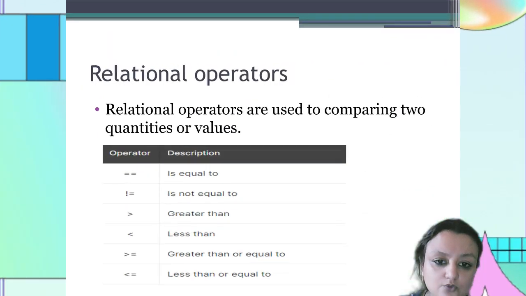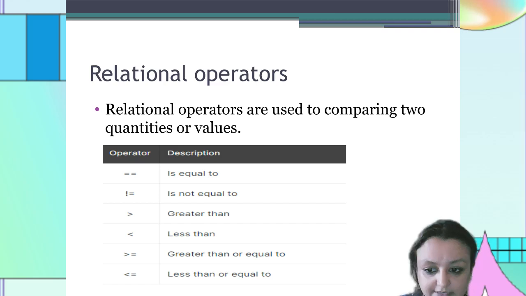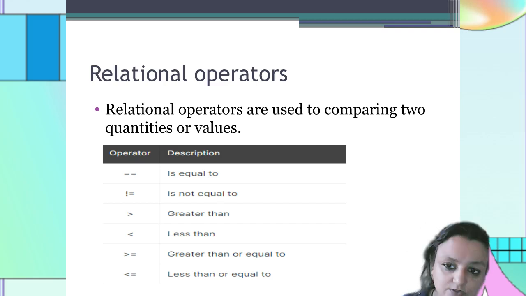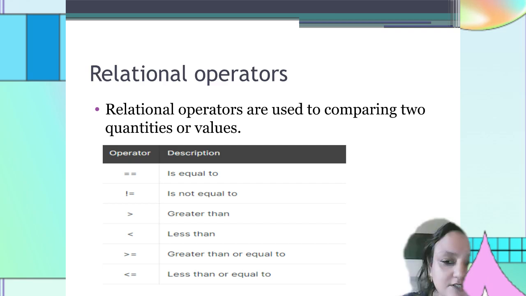Coming to the next part of operator, that is relational operator. As the name suggests, it shows the relations, whether it is equal to, less than or equal to, not equal to. You can see is equal to, is not equal to, greater than, less than, greater than or equal to, less than or equal to. These are relational operators. Relational operators are mostly carried out with the help of the equals sign. There is always a relation between two operands. So this is the next type of operator, the relational operator.